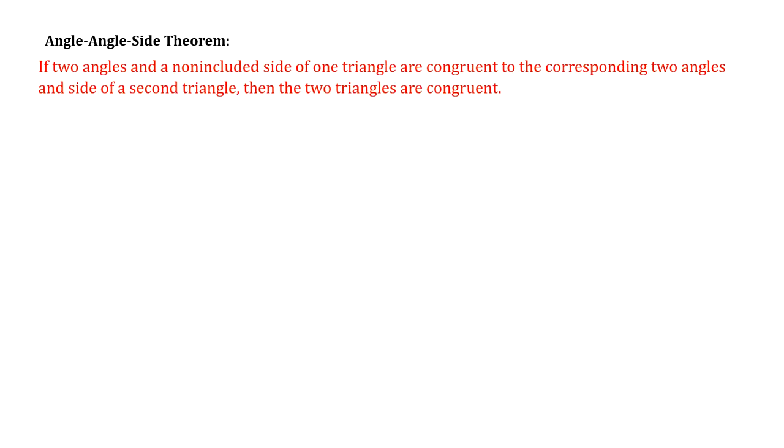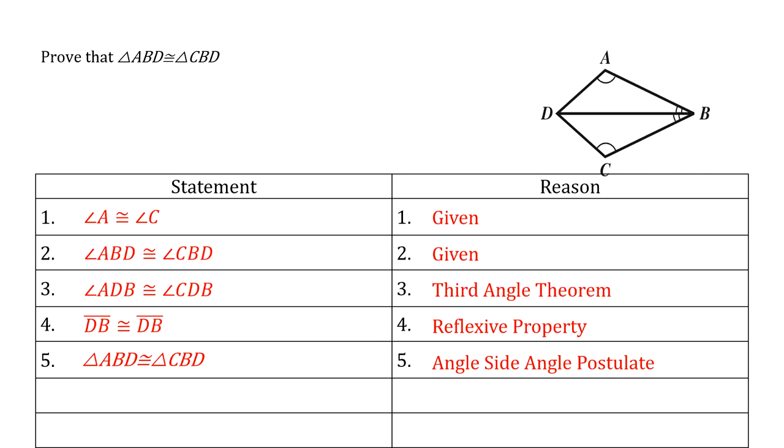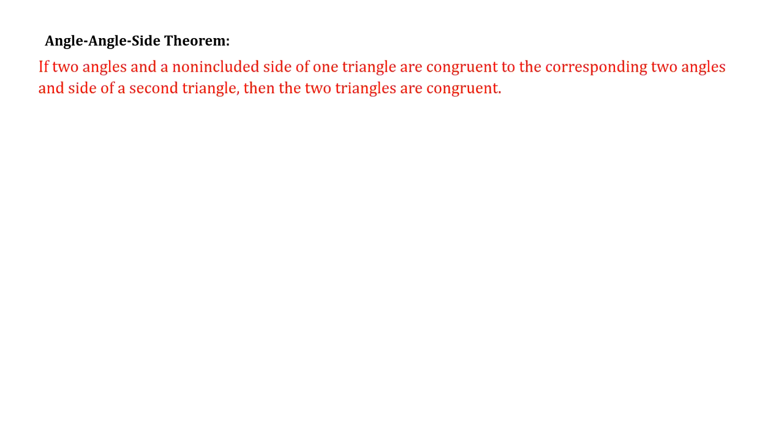So I'm going to step back one slide for a minute. If we look at our diagram, we were given angle A and C were congruent, and we were given ABD is congruent to CBD from our picture. So if we have two consecutive angles and we can prove that the next side is congruent, then we can say that everything's congruent, which we're able to do with that reflexive property.